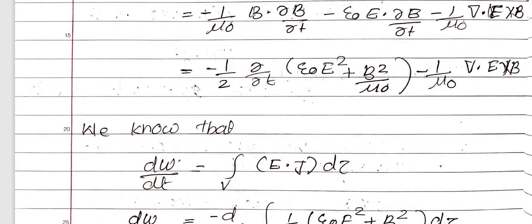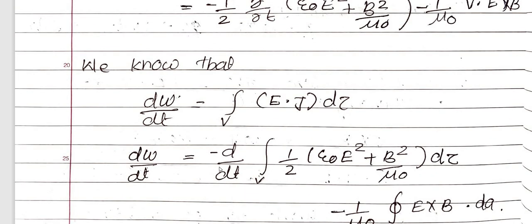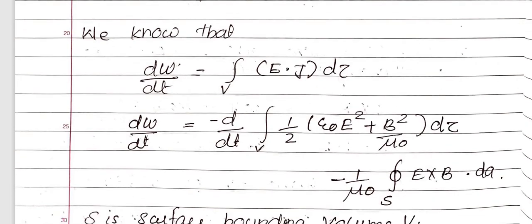And we know that dw by dt is equal to the volume integral of E dot J d tau. Then substitute for E dot J, and our equation will become dw by dt is equal to minus d by dt of volume integral half epsilon 0 E square plus B square by mu 0 d tau minus 1 by mu 0 closed integral E cross B dot dA.